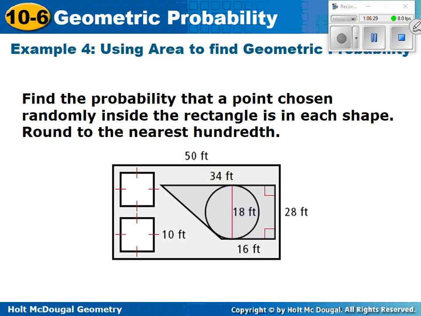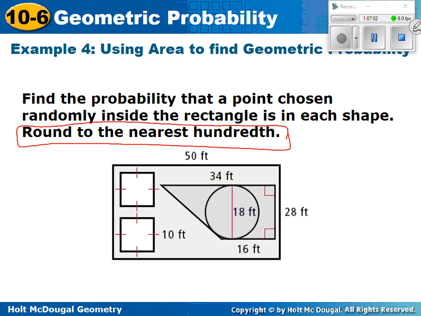It says find the probability that a point chosen randomly inside the rectangle is in each shape, round to the nearest hundredth. So notice now they are giving us directions on how to round our answers. So you're going to follow your directions. It says each shape, but then I actually gave you 3 different questions. Do you see how the first question says basically find the probability that it lands inside what? The circle.